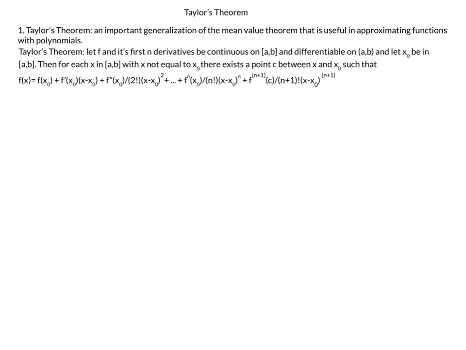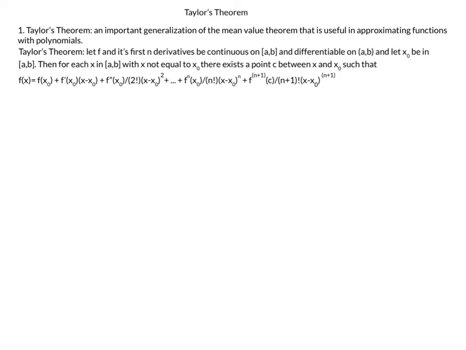at x naught times (x minus x naught), plus f double prime evaluated at x naught divided by 2 factorial times (x minus x naught) squared, plus on down to the nth derivative evaluated at x naught divided by n factorial times (x minus x naught) to the nth power, plus f to the (n plus 1) power evaluated at c divided by (n plus 1) factorial times (x minus x naught) to the (n plus 1).